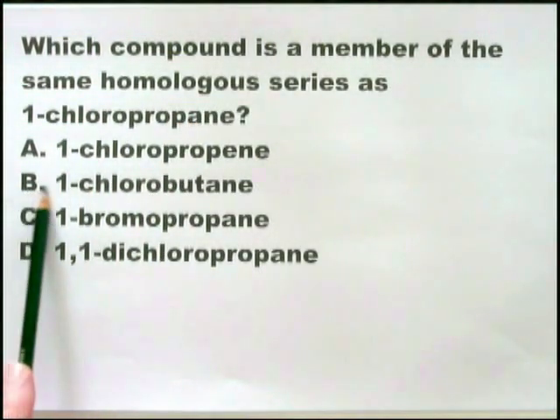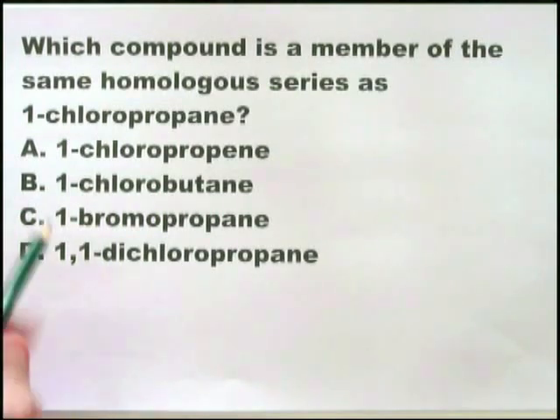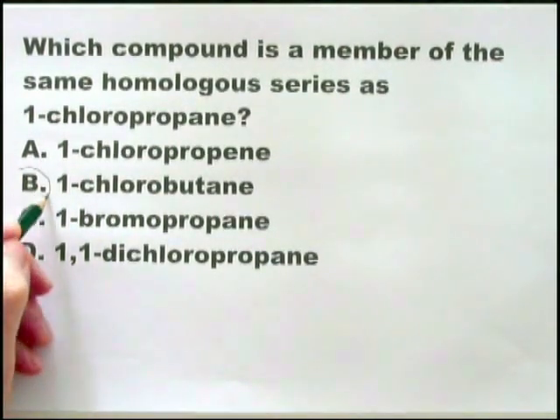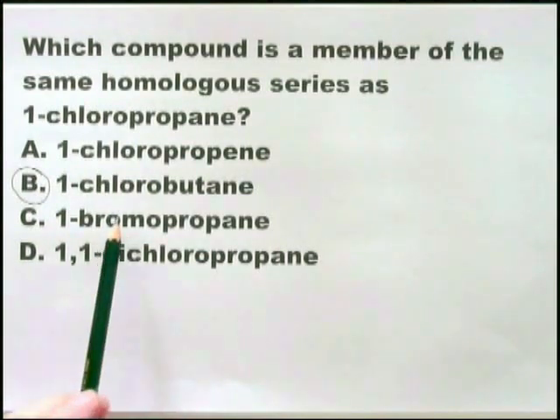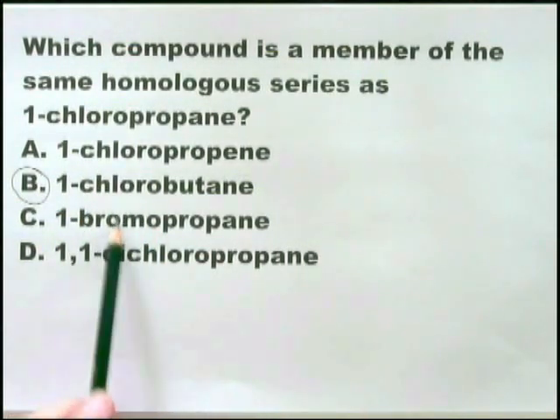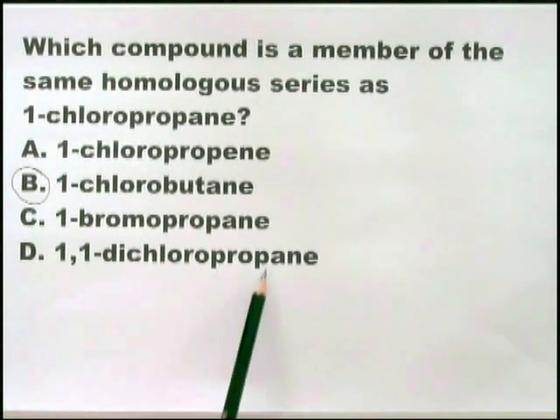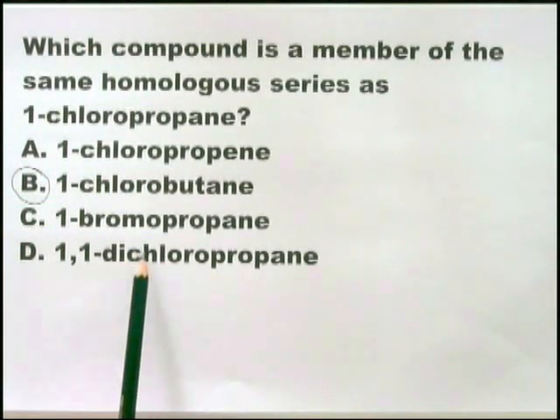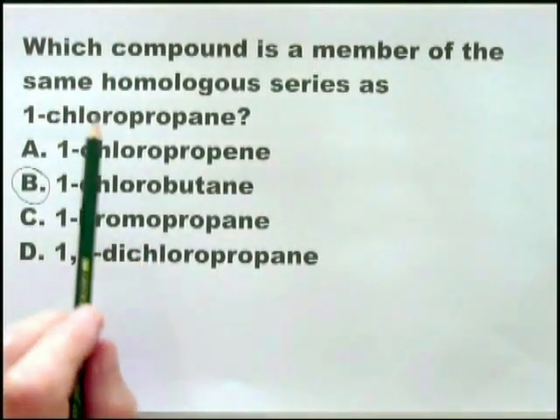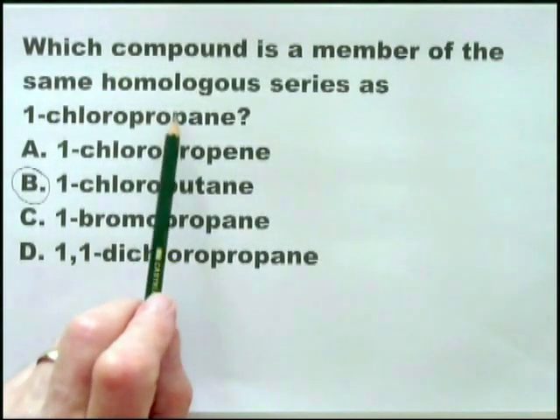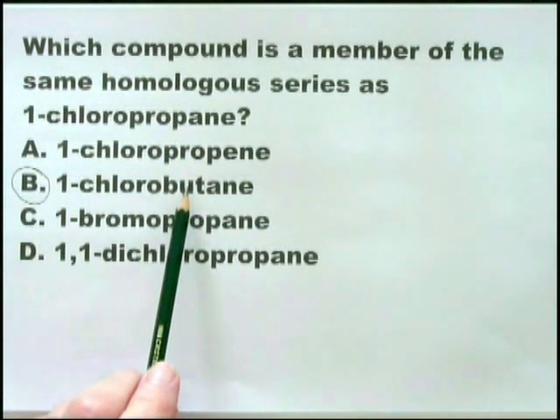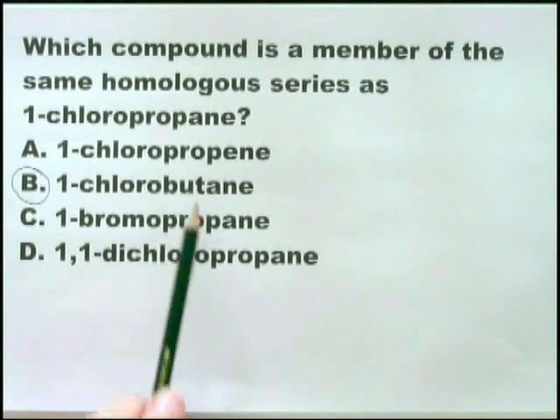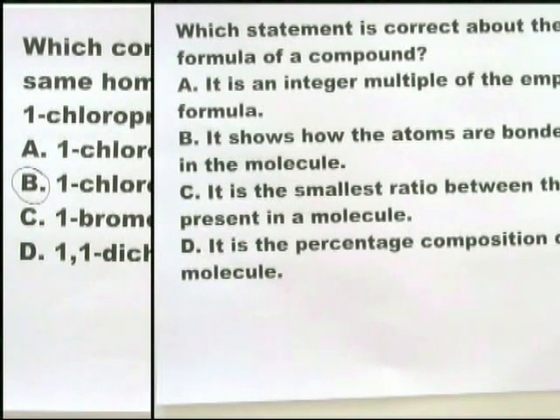And lo and behold, as you look through it you see B, 1-chlorobutane, is clearly a member of the same homologous series. Bromo is not, because it's bromo. Dichloro is not, even though it's propane. Dichloro is not, because it's dichloro. It's got to be similar to this, but with only an extra CH2, and the butane one is the only one that fits with the extra CH2.